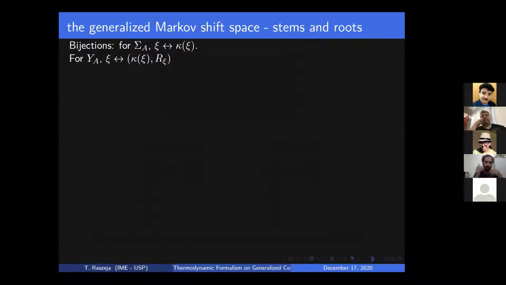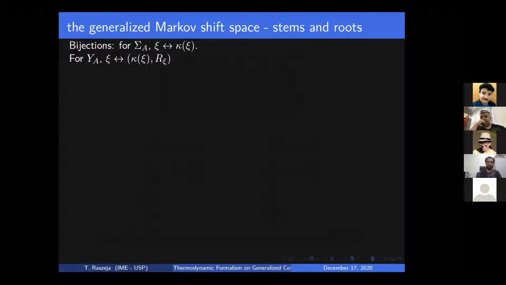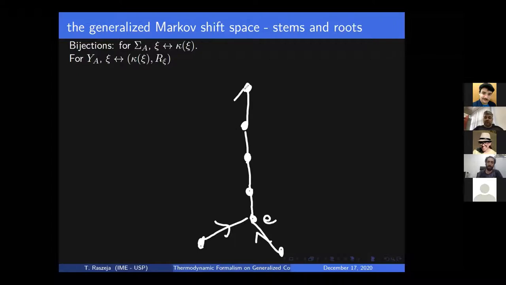There's another way to characterize these elements, which is by considering the stems and roots. So what is a stem and a root here for this talk? It'll be basically this. In general, the configurations are in this way. This is the identity of the group. So we have filling configurations before, and this is the orientation of the Cayley tree by the multiplication. And we can have something like this.